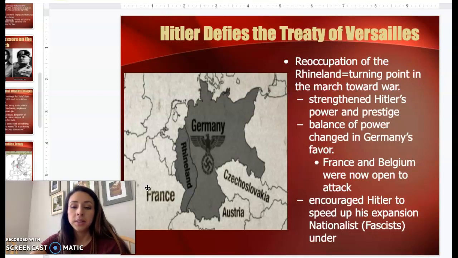So what happens here is that France and Belgium, because Hitler has broken these pieces of the treaty, specifically the reoccupation of the Rhineland, are left pretty open to attack. And the fact that no one does anything about it because of this policy of appeasement encourages Hitler to speed up his expansion under nationalist or fascist rule.